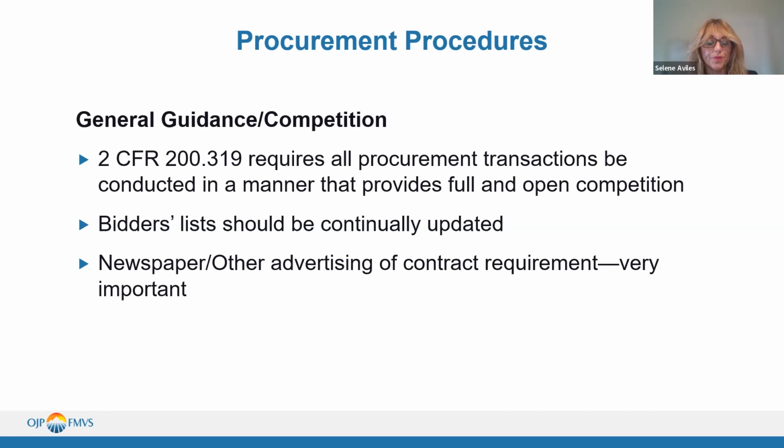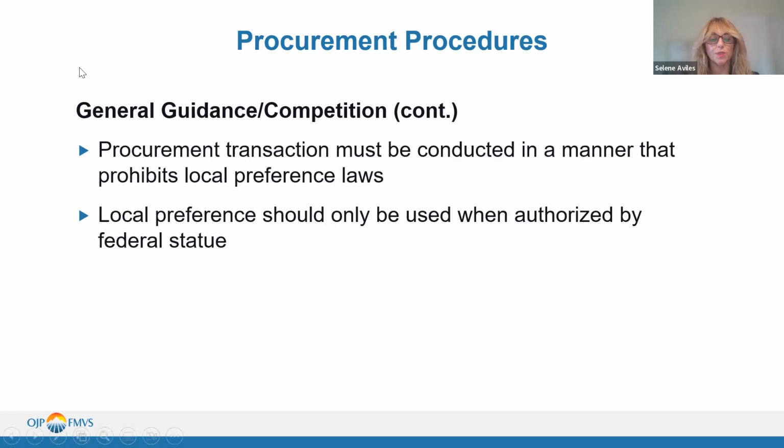As part of the procurement procedures, we could see that they must be conducted in a manner that prohibits local preference laws. So a little background on preference laws. They are regulations or policies that require or encourage government agencies or organizations to give preference to local suppliers or sellers in the procurement of goods, services, or works. The aim of such laws is to promote economic development and support local businesses by giving them a competitive advantage in bidding for government contracts.